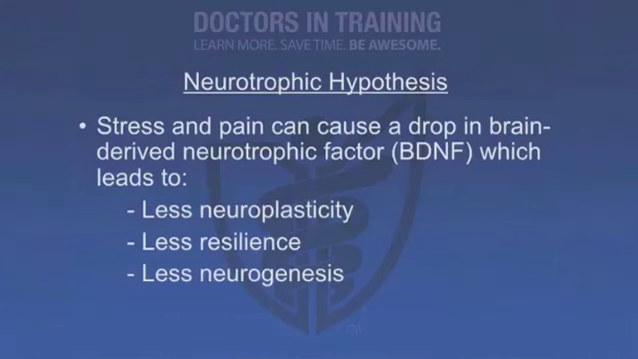The neurotrophic hypothesis is next. Stress and pain can cause a drop in brain-derived neurotrophic factor, also called BDNF. This drop in BDNF is going to lead to less neuroplasticity, less resilience, and less neurogenesis. It's hypothesized that this leads to atrophic structural changes in areas of the brain responsible for memory, learning, and emotion. These areas of atrophy are observed on imaging studies in depressed patients. This hypothesis believes that effective antidepressant therapies will increase neurogenesis and synaptic connectivity.